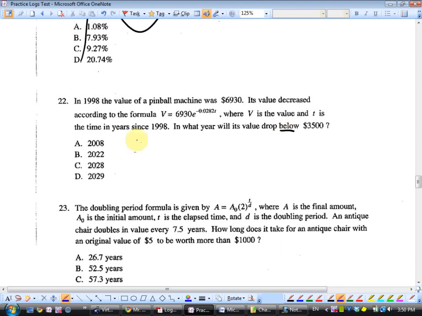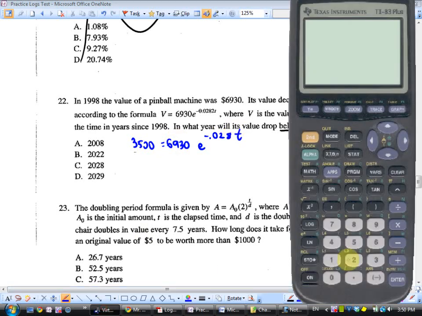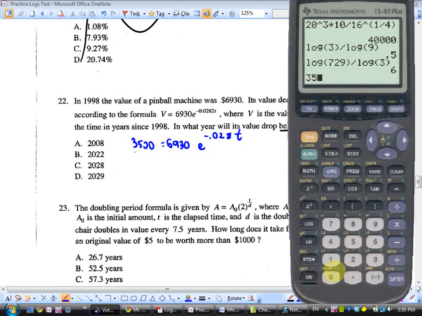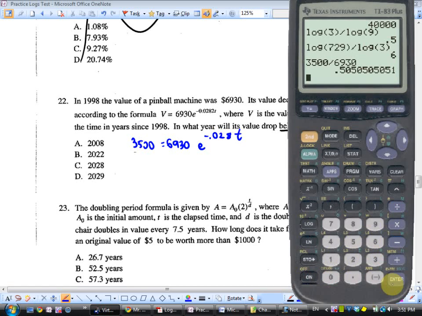Final amount. Initial amount. E to the negative 0.028 T. What am I going to do first? Yeah, I'm going to divide by 6930. 3,500 divided by 6930, let's turn the calculator on. I get 0.505050505050. I'm going to write 0.505, but I'll keep this on my calculator.